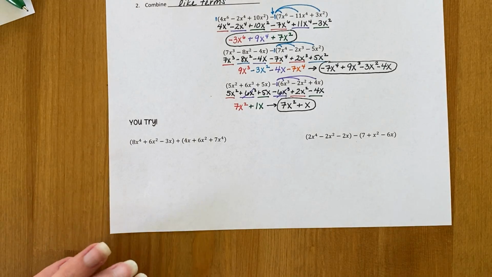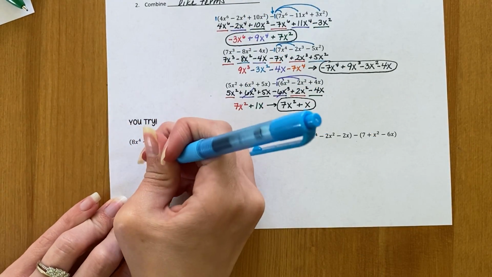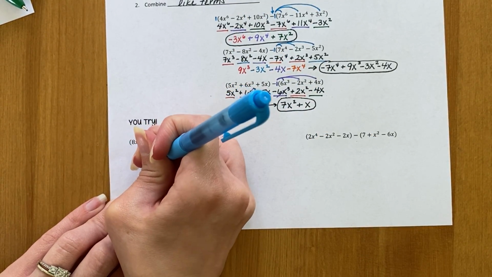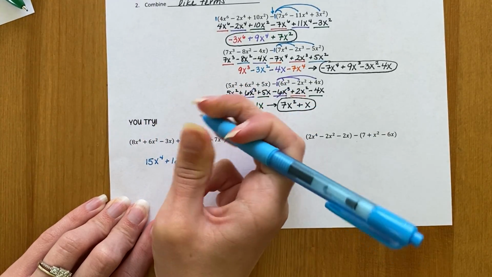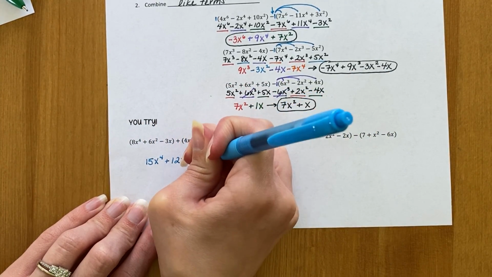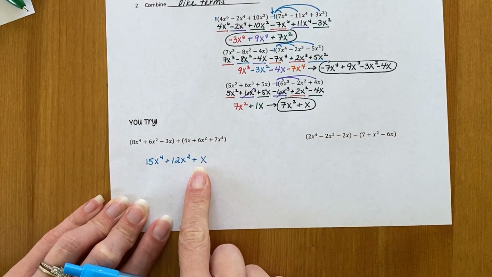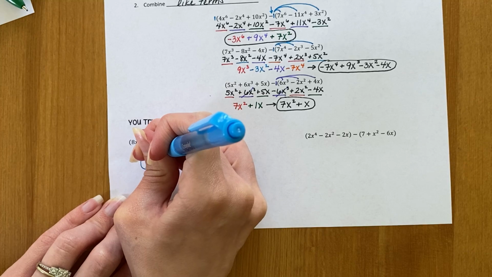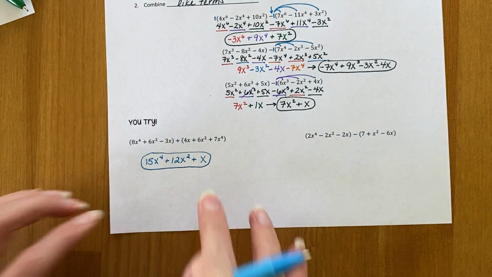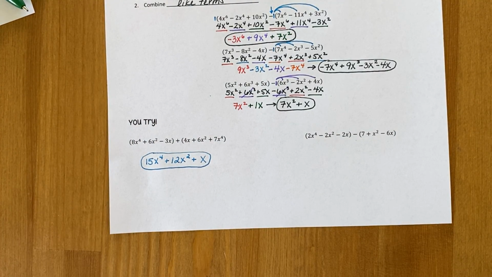All right, if you're ready to check your answer, here's what you should have. Your final answer for the first one should be 15x to the fourth plus 12x squared plus x. If you left your 1 in front of that x, that's also okay. It's also okay if your terms are out of order. It is best to put them in standard form, but as long as you have the right pieces with the right sign, you technically have the process down, which is the most important part.